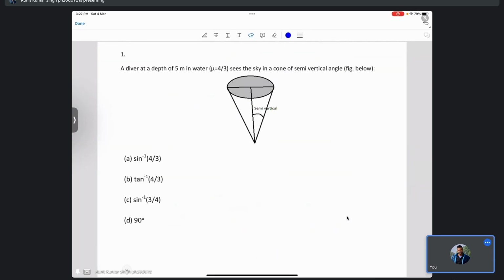Are you able to read the question properly? The font, okay?